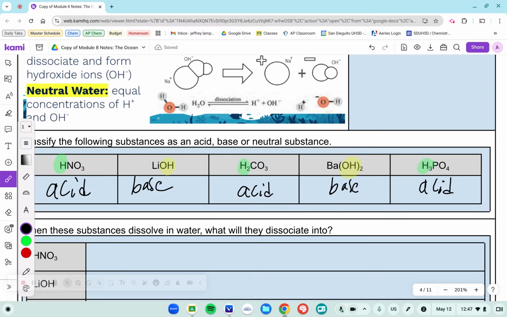So just based on the formula, we can figure out whether it's an acid or base. If it starts with an H, it's probably an acid. If it has an OH in it, it's probably a base. Now I say probably there because this is a simplified definition, right? If you go on into higher levels of chemistry, there are other chemicals that will have OH in them or start with H that aren't necessarily acids or bases. But for our class, if you're trying to just identify something as an acid or base, if it starts with an H, it's an acid. If it has an OH in it, it's a base. Questions so far?